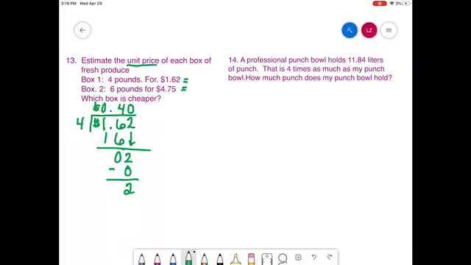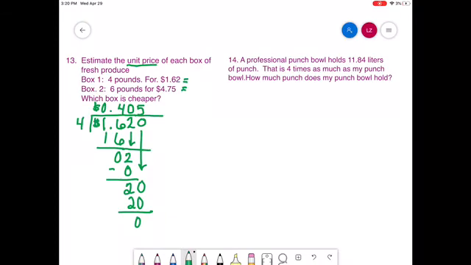There's nothing left to bring down, but do we ever leave a remainder in a decimal problem? We do not. We are going to go one step further. We can add a 0 without changing the answer. Bring the 0 down. Now we've got 4 into 20. We know that goes in 5 times. 5 times 4 is 20. We have 0. 0 is less than 4. There's nothing to bring down.